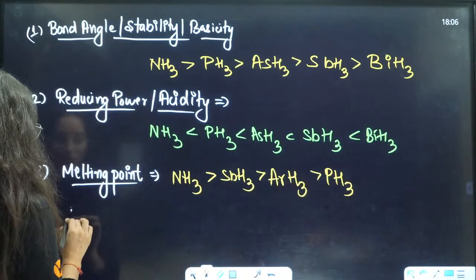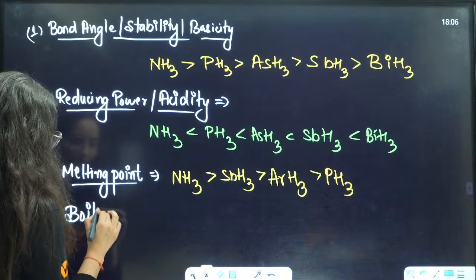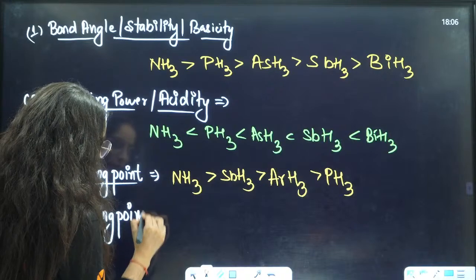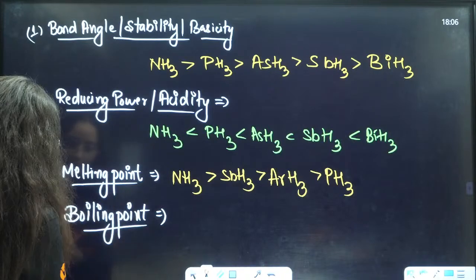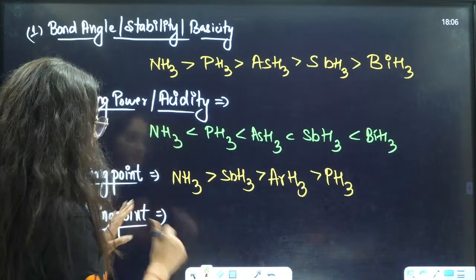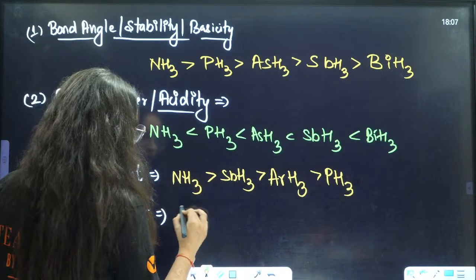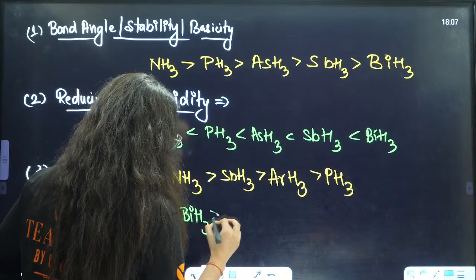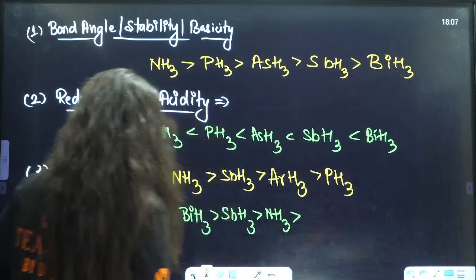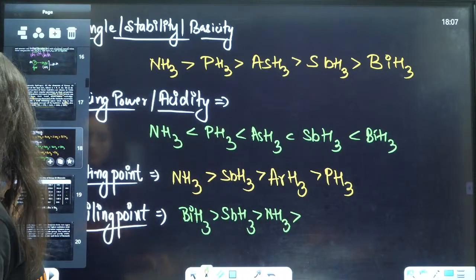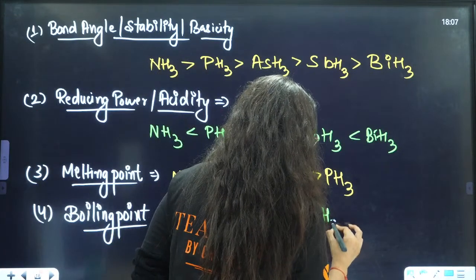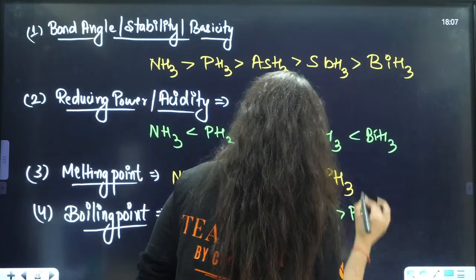Boiling point order is, this is the last from hydrides. This is the last trend that you need to remember. First is bismuth, then you have Sb, then you have nitrogen, right? Then you have arsenic and phosphorus.